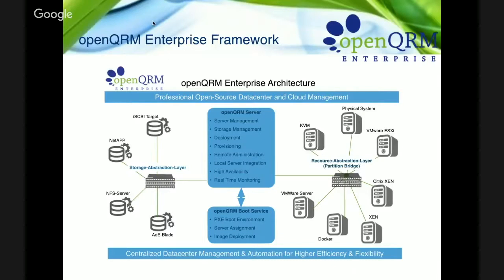On the left side, you see the storage abstraction layer. We basically can use any type of enterprise storage for your data center storage infrastructure, which is normally connected to your virtualization infrastructure. That means different hypervisors like VMware ESXi, VMware vSphere, or KVM, or even physical systems. So one of the main differences between other virtualization or cloud projects is that openQRM is not only focused on virtualization, but we have the same services, actions and capabilities also for physical systems.